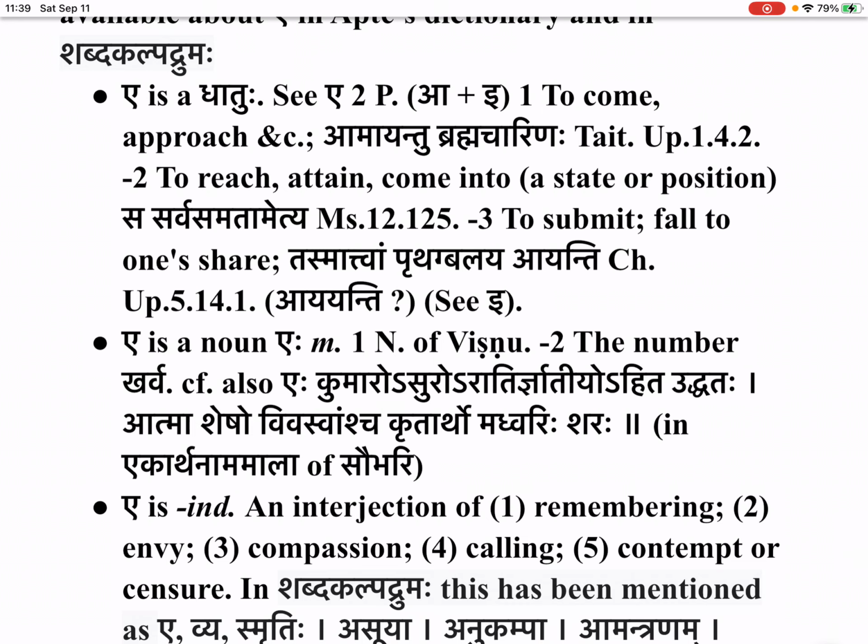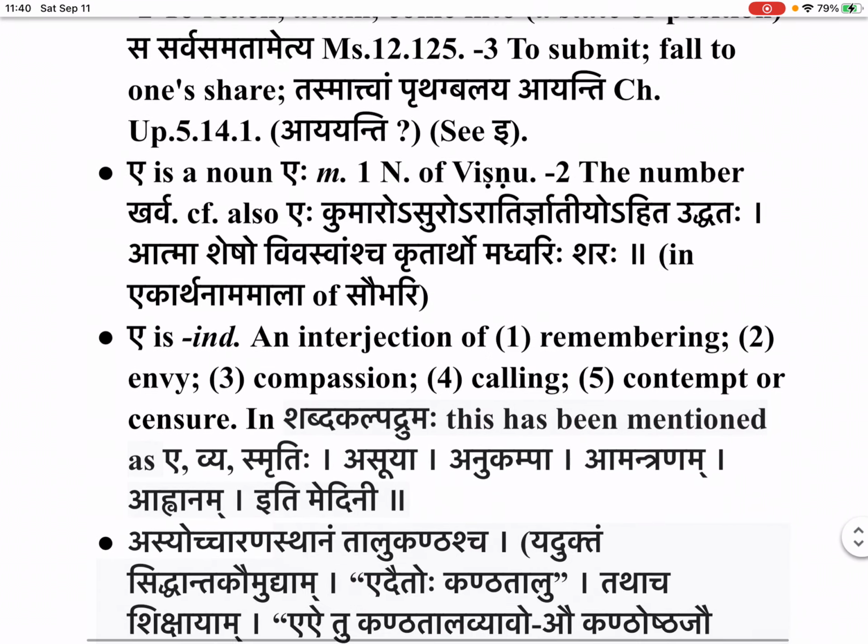Then A is a noun. A, masculine. Name of Vishnu. The number Kharva. Also, A Kumaro Suro Saratir Jnatiyo Hitaduddhataha Atma Shesho Vivasvanshcha Krutartho Madhvarisharaha. This is quoted in Apte's Dictionary from Ekartha Namamala of Saubhari.